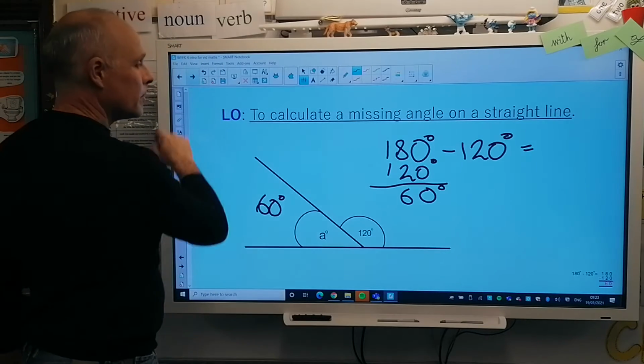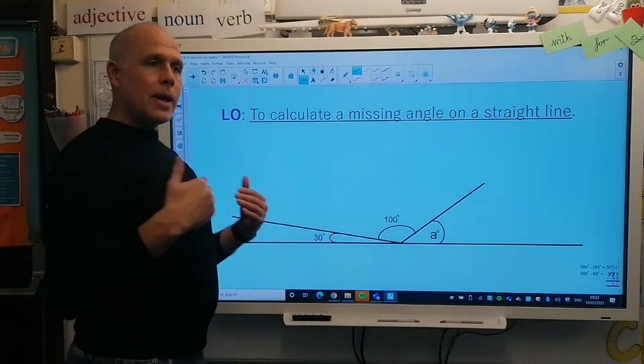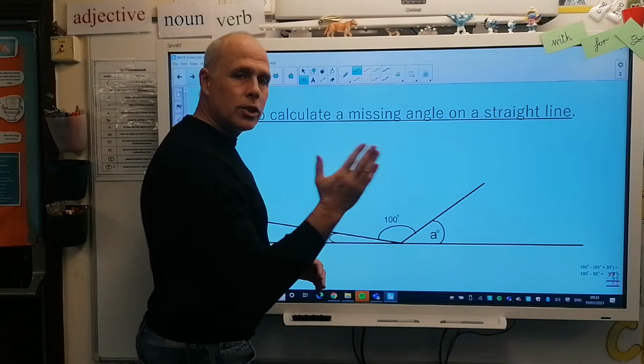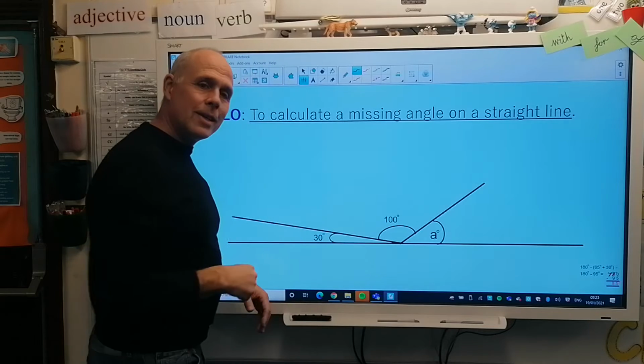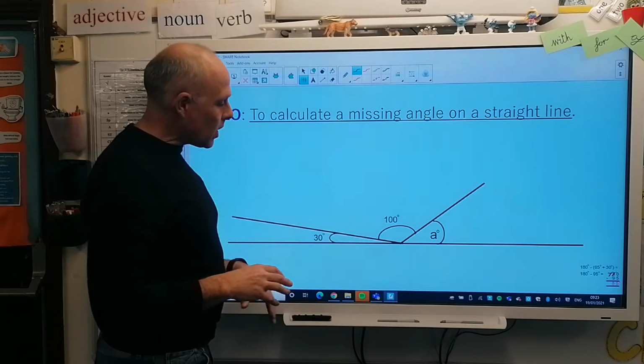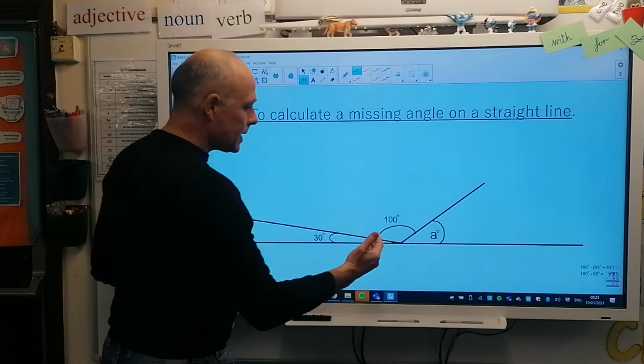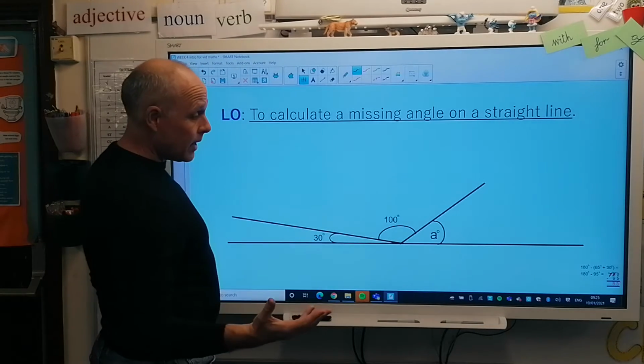Okay, let's do another one. The Monday activities are very much looking at just 2 angles, although there is an extension at the end that you can have a go at. As you get on to Tuesday, they become a little bit more complicated, and we end up with 3 angles.